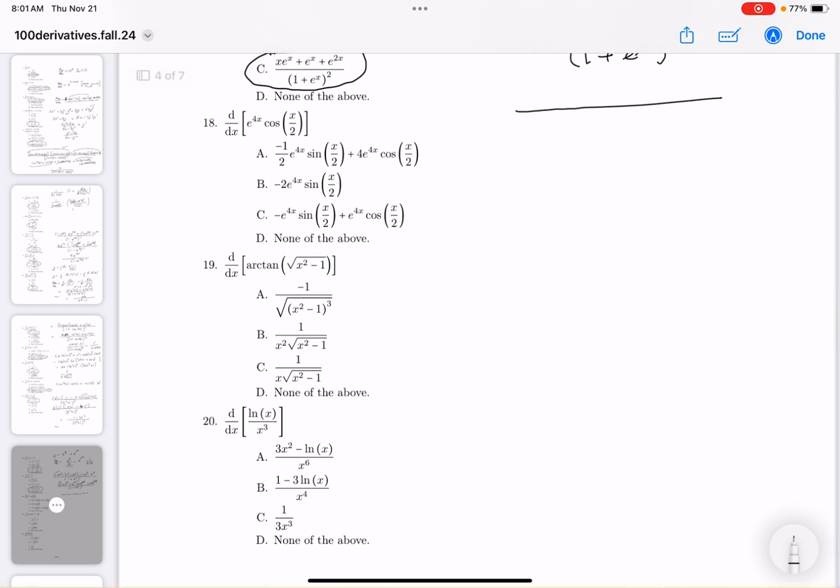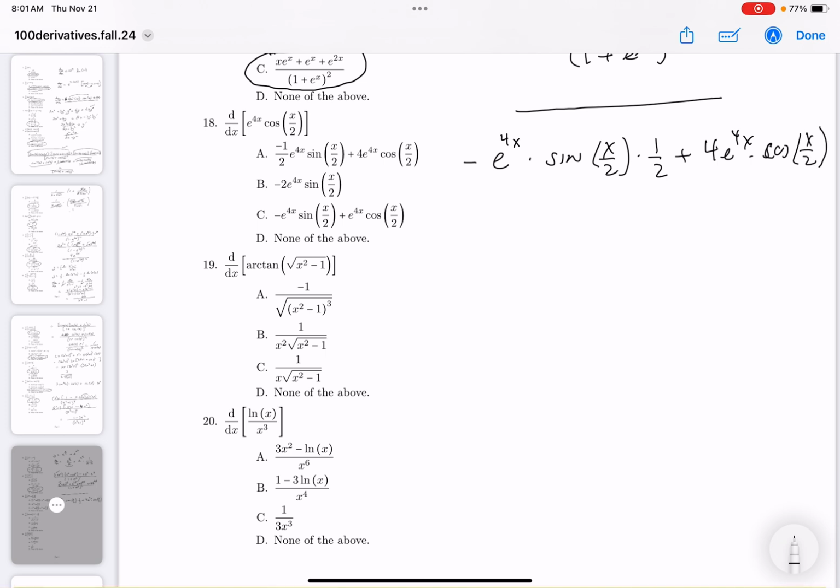Number 18, I'm going to say product rule, and let's write it down then. It's going to be e to the 4x times minus sine of x over 2 times the derivative of the inside, which is the half. So I'll put down 1/2. And then what do you get? Plus, well, that's going to be 4 e to the 4x times cosine x over 2.